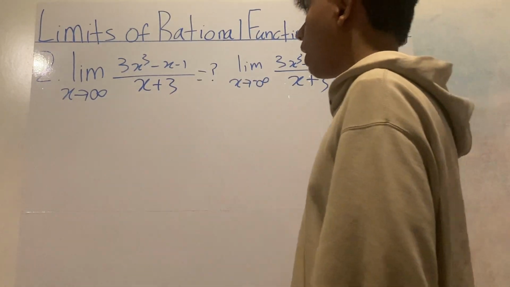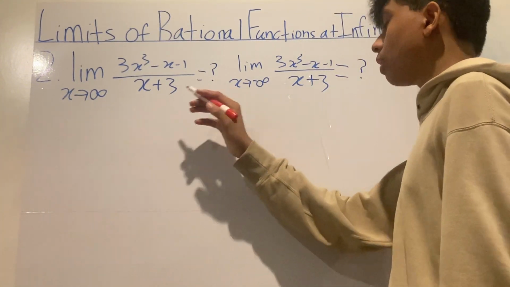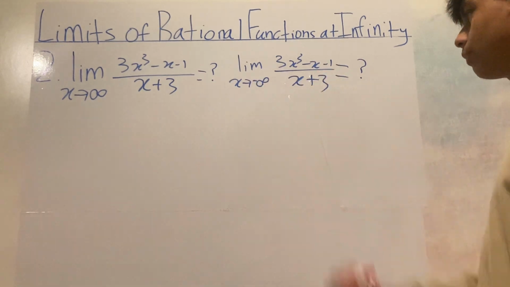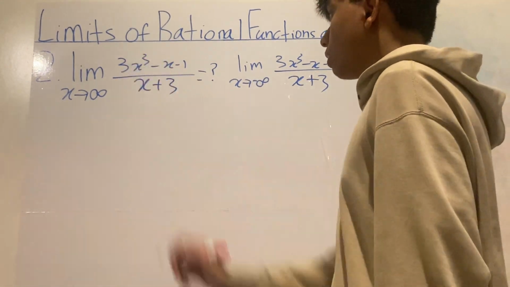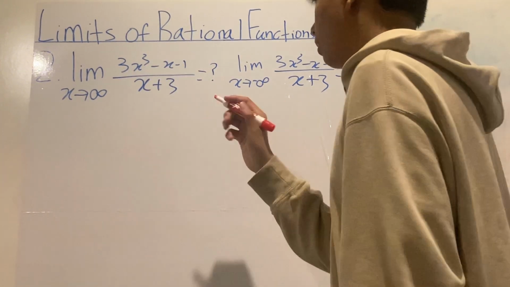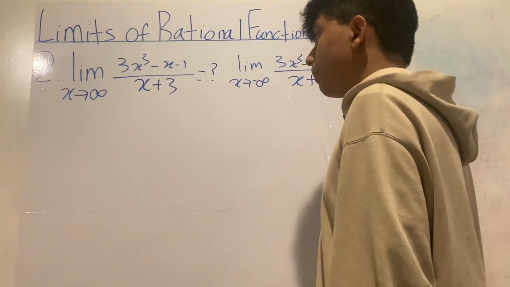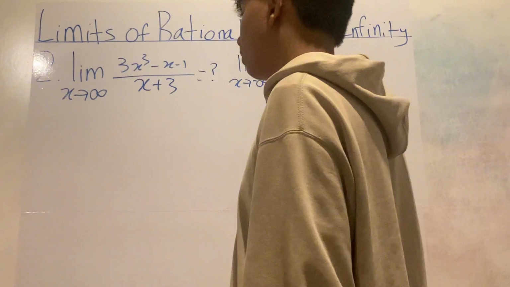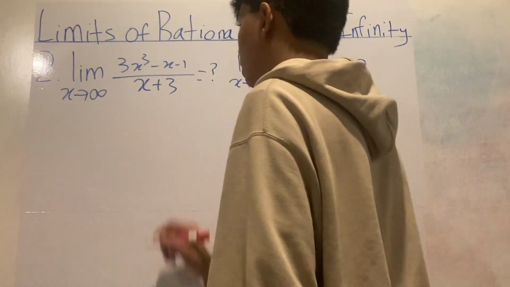Okay, question 2, we have the limit as x approaches infinity of 3x cubed minus x minus 1 over x plus 3, and we have x approaches negative infinity of the same function. So just by looking at it, the degree of the numerator is greater than the degree of the denominator, which means it does not exist. But remember, infinity is not a constant, so technically infinity as a limit does not exist, but we can still find if it's infinity or negative infinity that it approaches when x approaches infinity.